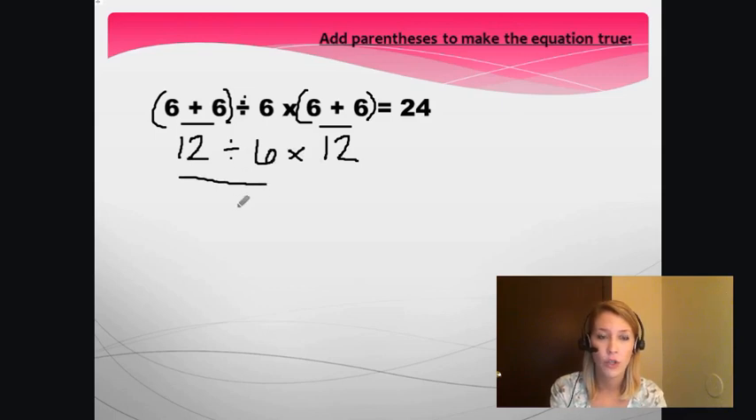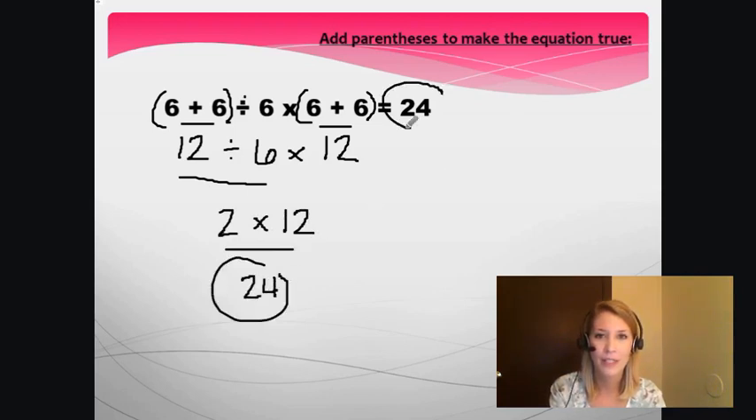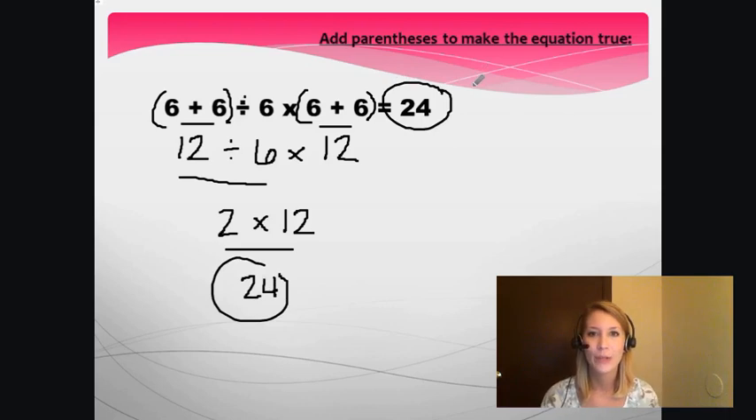So I'm going to divide 12 by 6, which equals 2. And drop down the rest of my expression. I'm left to solve 2 times 12, which equals 24. And look, they both equal the same thing. They're evened out. So we use parentheses and the order of operations to make this equation true.